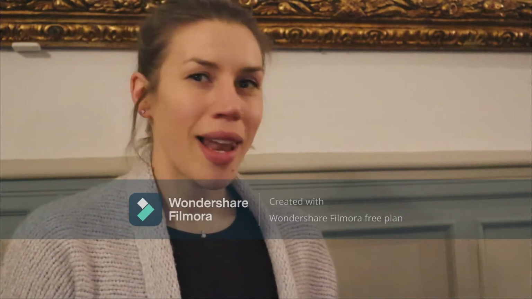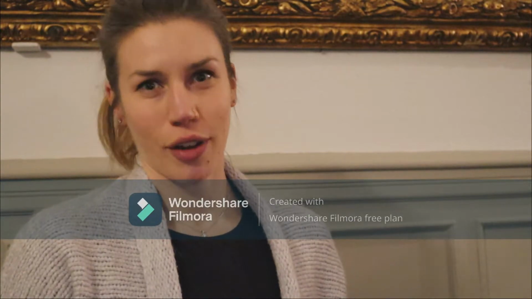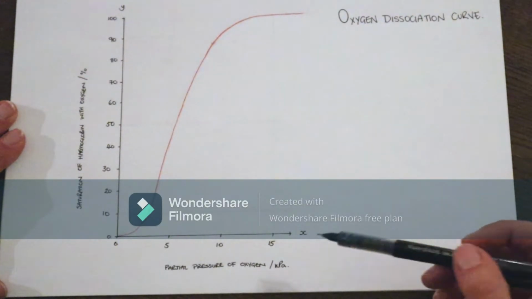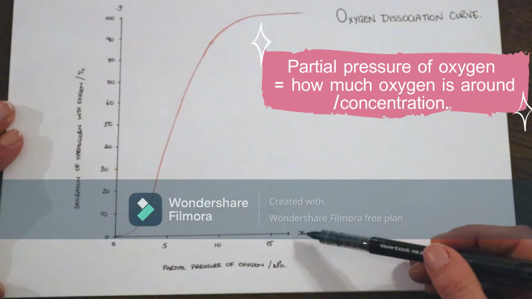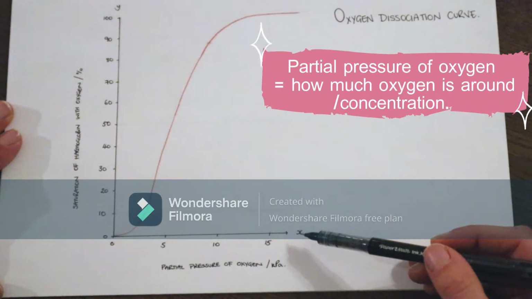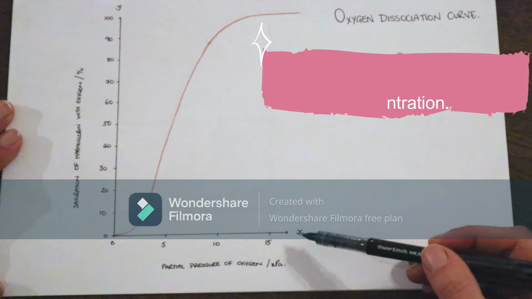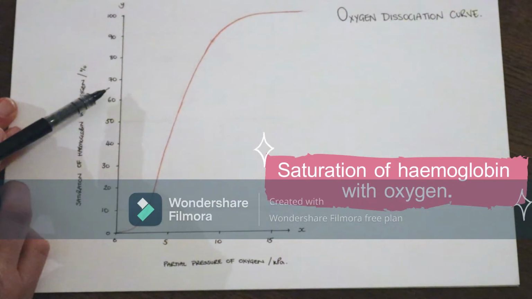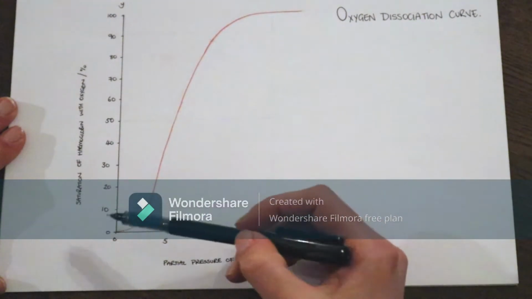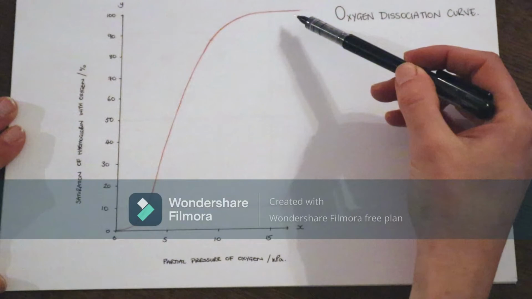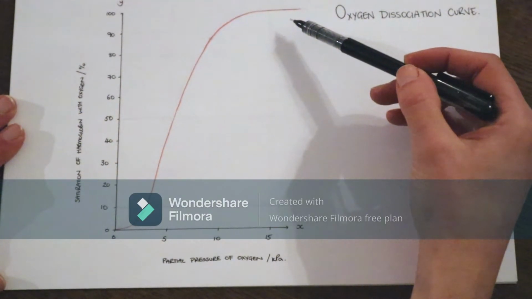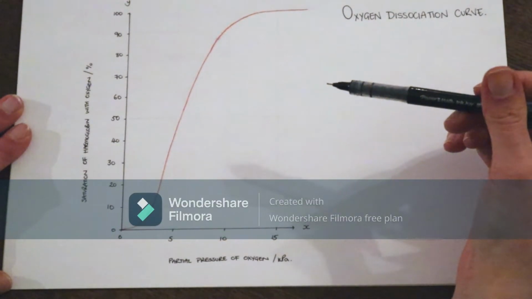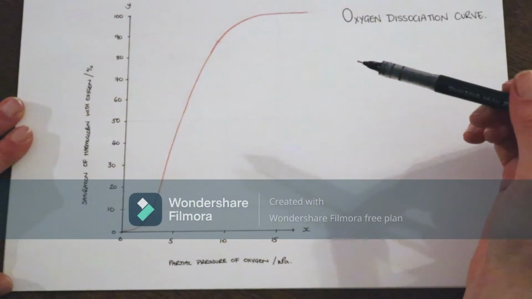To explain why, let's look at an oxygen dissociation curve. The x-axis represents the partial pressure of oxygen. You can think of this as how much oxygen is around or its concentration. And the y-axis represents the saturation of haemoglobin with oxygen. It appears as a sigmoid curve. And the curve represents how oxygen binds to haemoglobin, and we can see that this occurs unevenly when exposed to different partial pressures of oxygen.